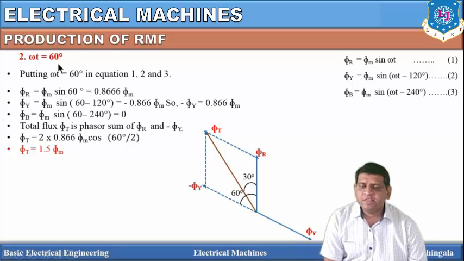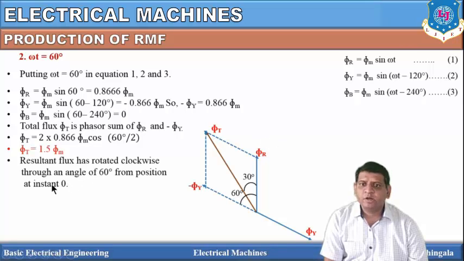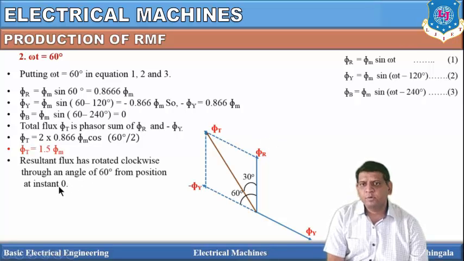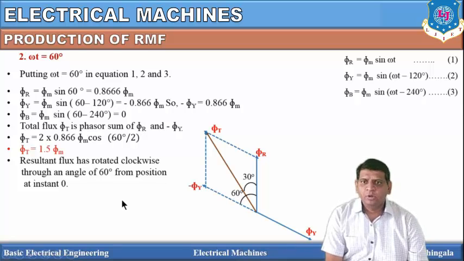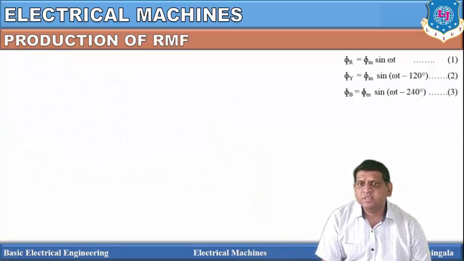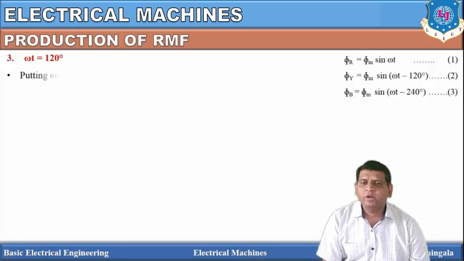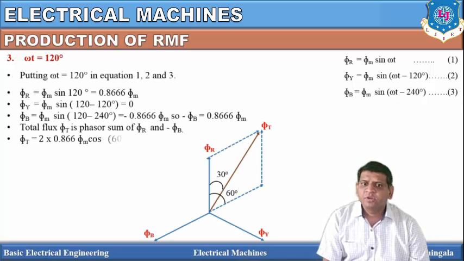So at omega t equal to 60 degrees, there is a slight rotation in the clockwise direction. The resultant flux has rotated clockwise through an angle of 60 degrees from the position at instant 0. Now take the third instance, at omega t equal to 120 degrees, and find phi t. Again the magnitude is the same, but the position of this magnetic flux or magnetic field is again rotating in a clockwise direction.